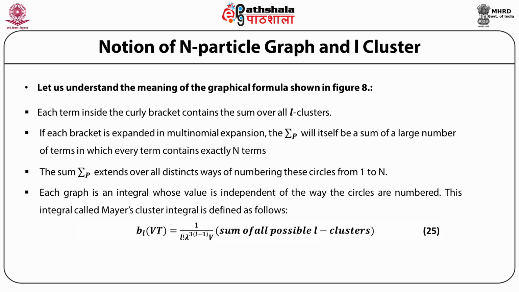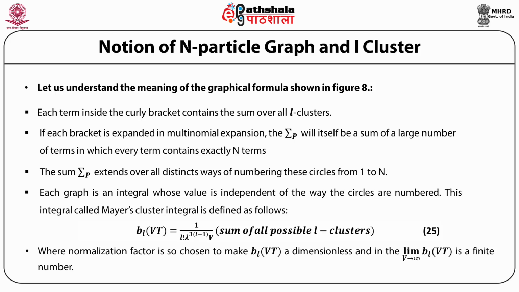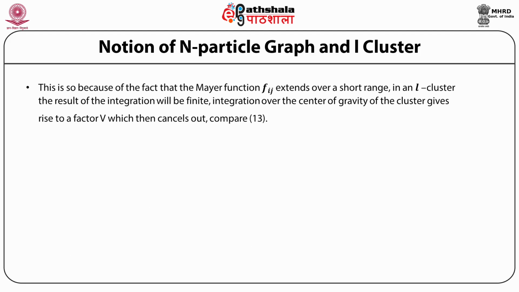b_l as a function of V and T is equal to 1 upon l factorial lambda raised to power 3l minus 3, multiplied by the sum of all possible l clusters, where the normalization factor is so chosen to make b_l(V,T) dimensionless. In the limit V approaching infinity, b_l as a function of V and T is a finite number. This is so because the Mayer function f_ij extends over a short range.